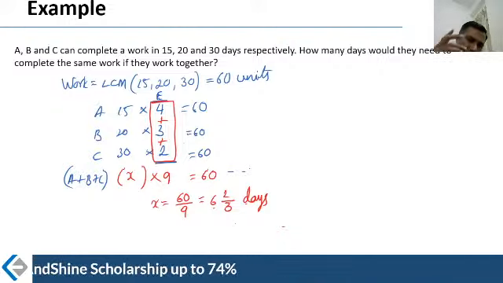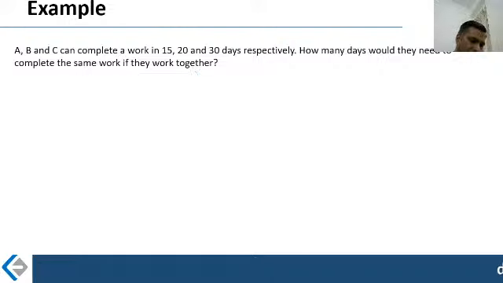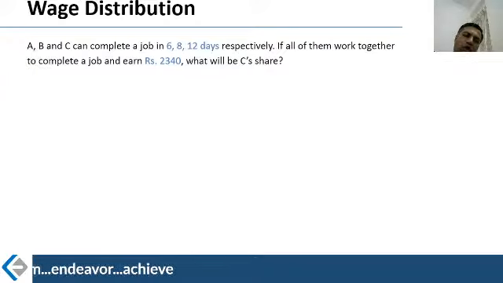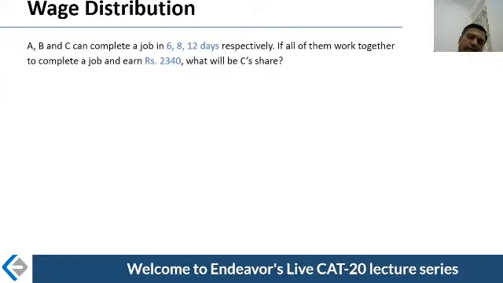Now I guess you are getting this point here. Let's go here. ABC can complete a job in 6, 8, and 12 days respectively. If all of them work together to complete a job and earn this, what will be C's share?